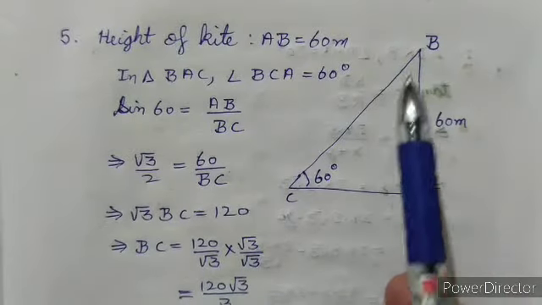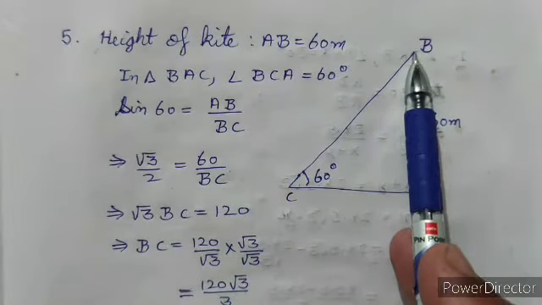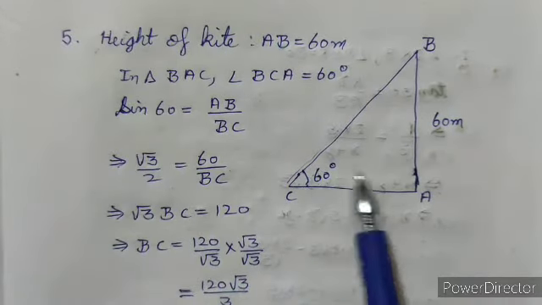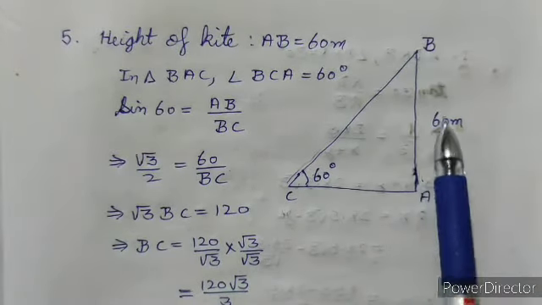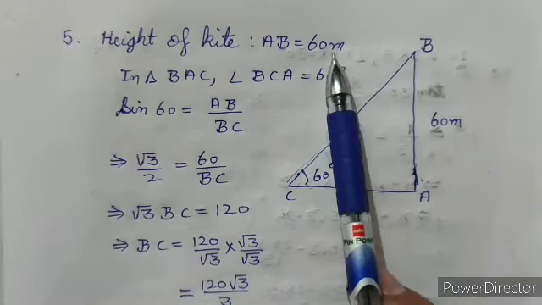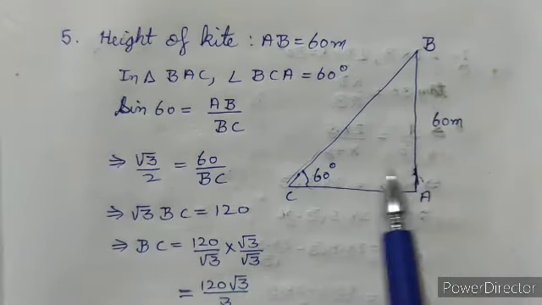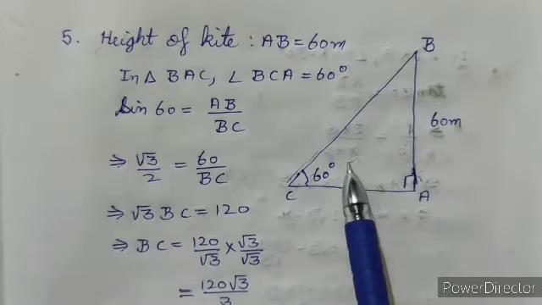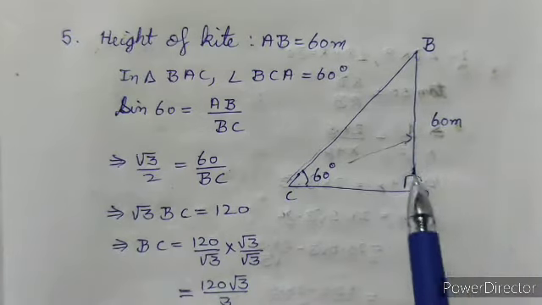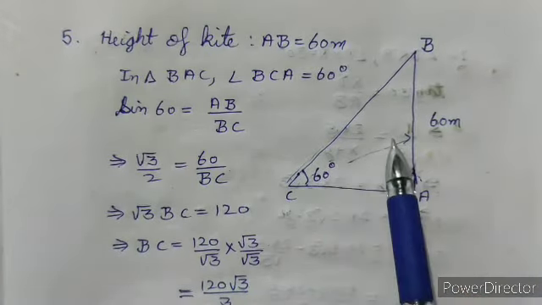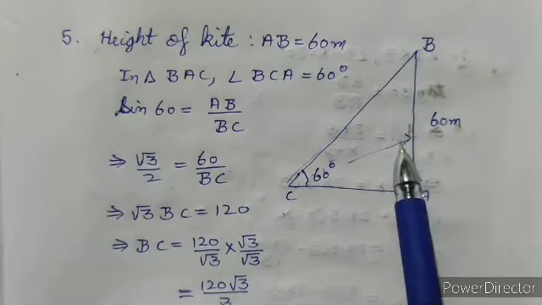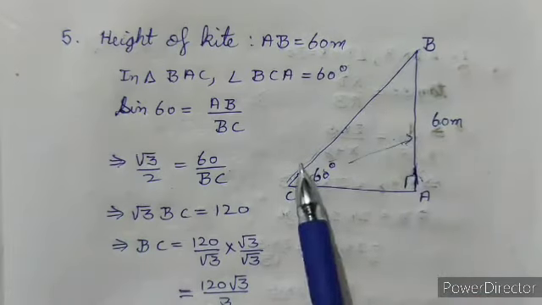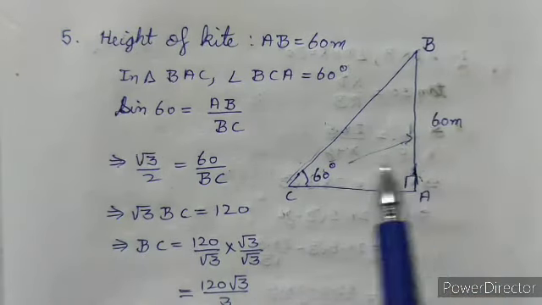Now suppose the kite is at point B and the string is attached to the ground at point C. Now the height of the kite, that is AB, from the ground level is given to us as 60 meter. Now in triangle BAC, which is right angled at A, angle C is of 60 degree, and here AB is given to us, which is perpendicular for the angle C, and we have to find out the length of the string, that is BC, which is the hypotenuse of triangle BAC.